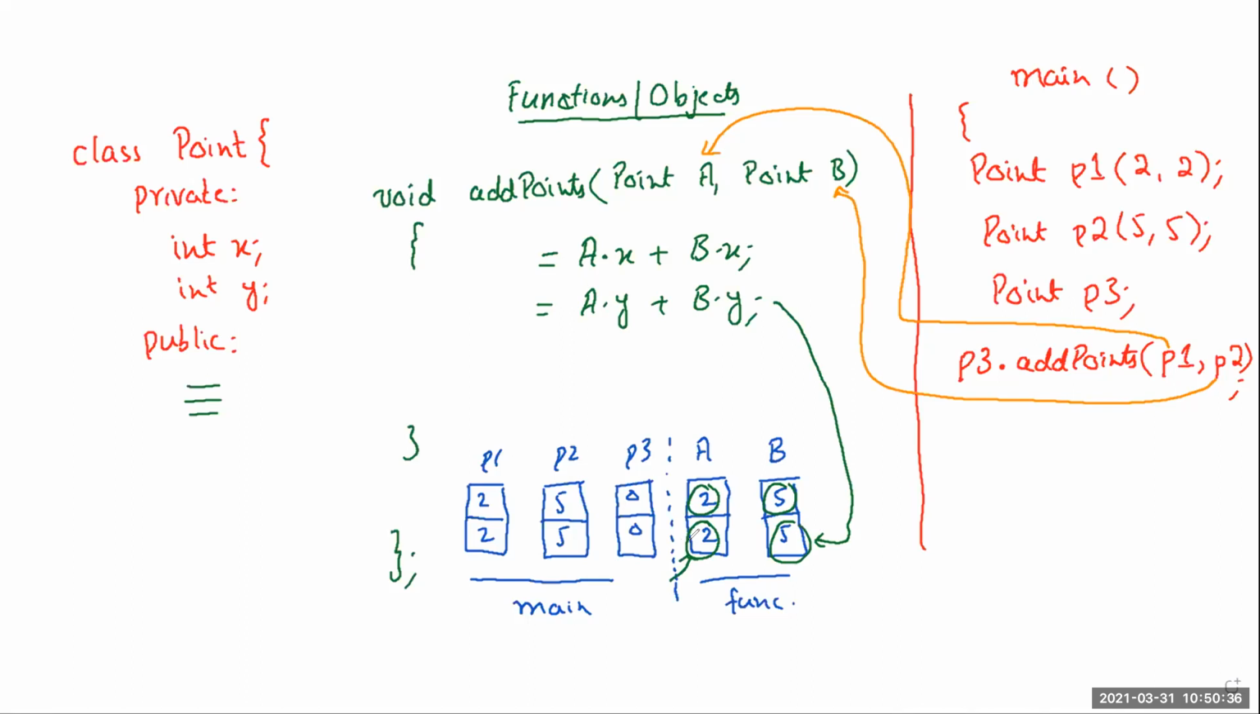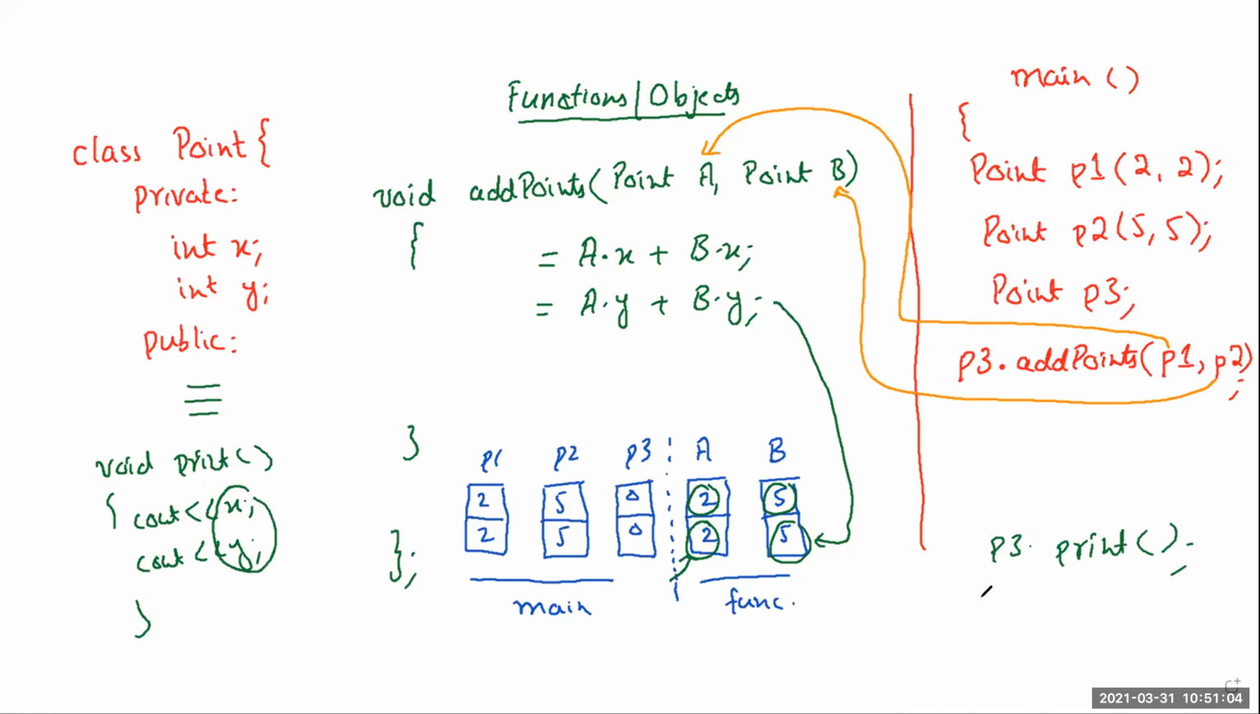Okay, now for some time, let's forget about this add function. Let's say I have a print function in this class. Okay, and here I write cout x and cout y. And if I call this function, suppose p3.print, so you come to this function, these x and y, they belong to p3. It means it will print 0 0.